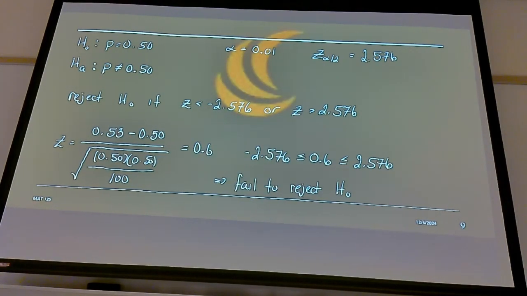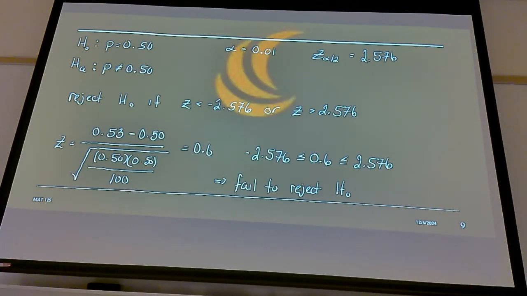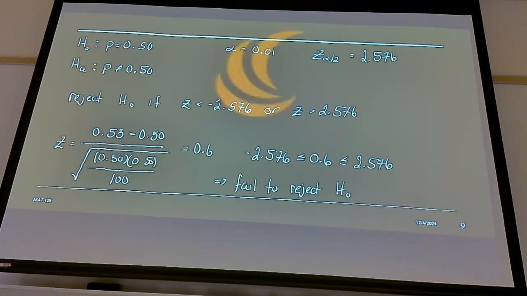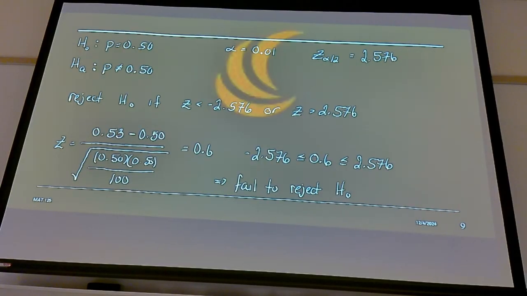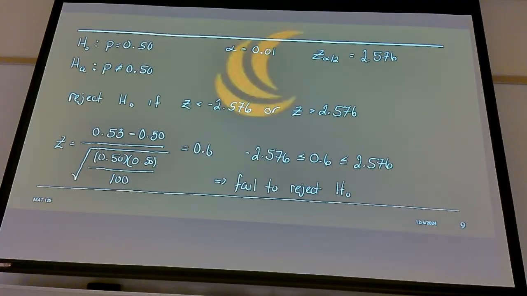I think one of them was left of 0.6. So that'd be 0.2743. Double it, because it's a two-tailed test. That's your p-value.